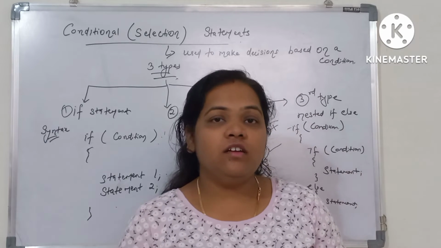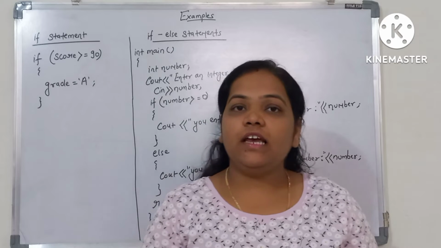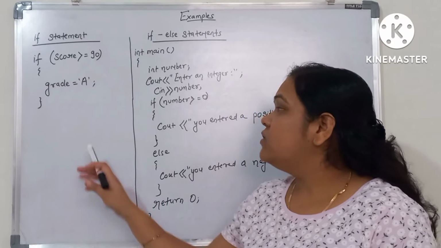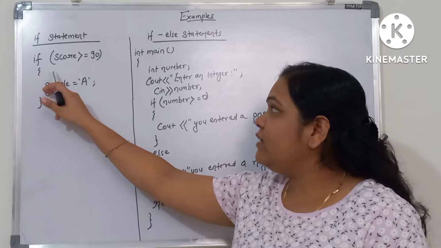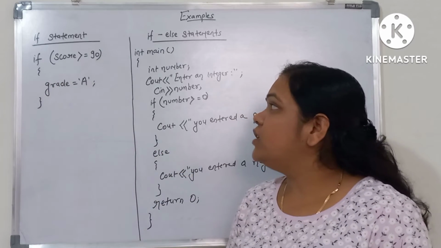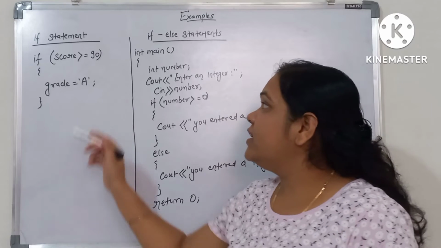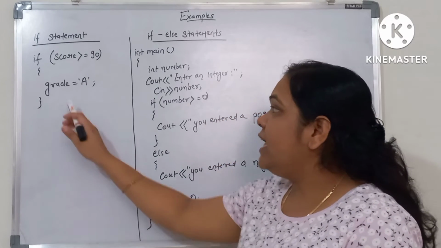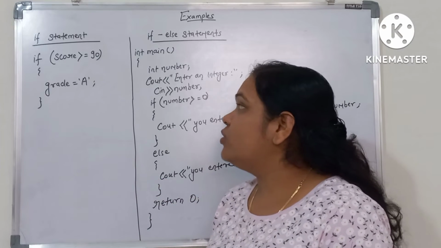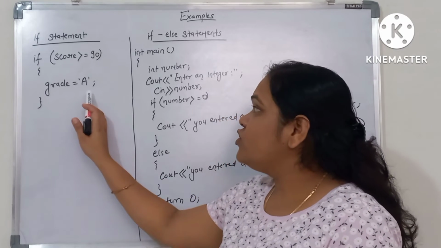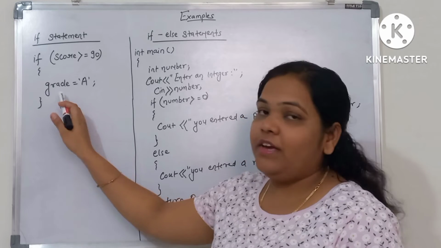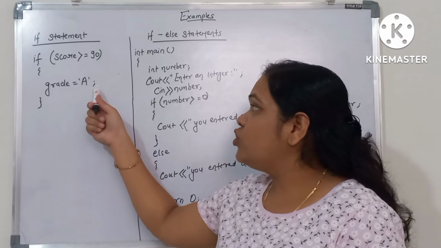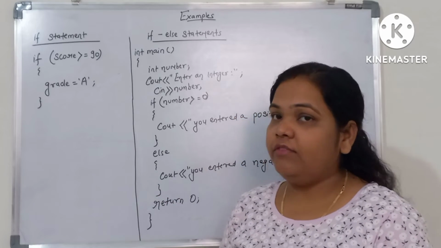Now let's see the examples. Here see the example for if statement and if else statement. So for if statement, if score is greater than or equal to 90. What is the condition here? Score is greater than or equal to 90. Then grade equals A. It means you have to store A in the variable grade. If the statement is true, then you have to store a value in the grade variable.